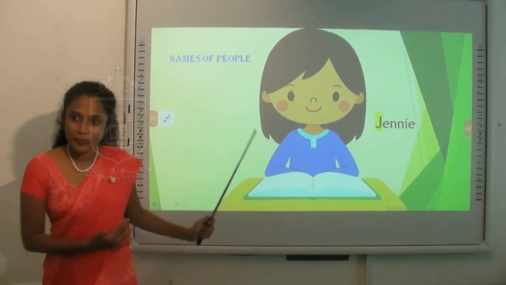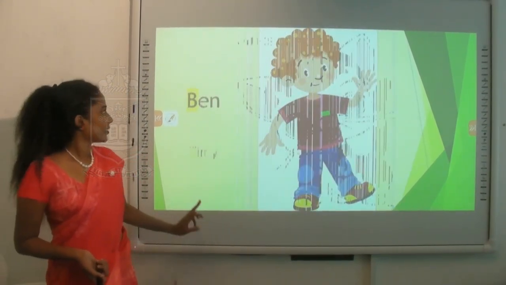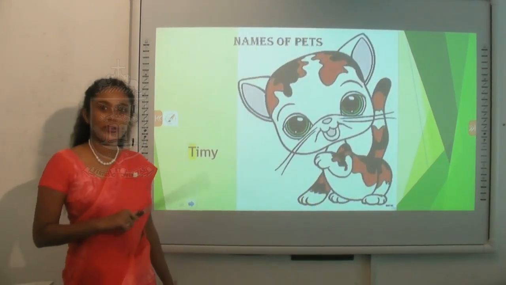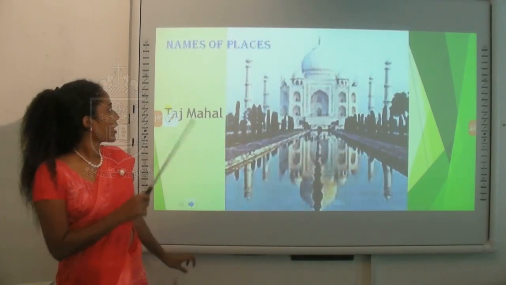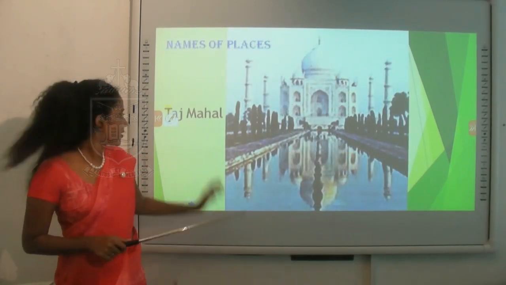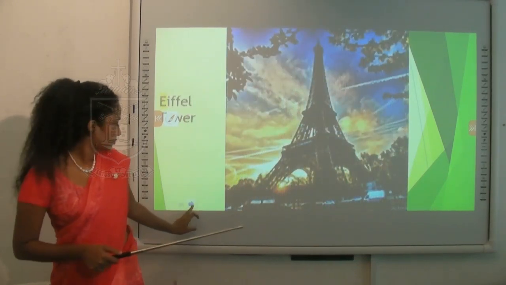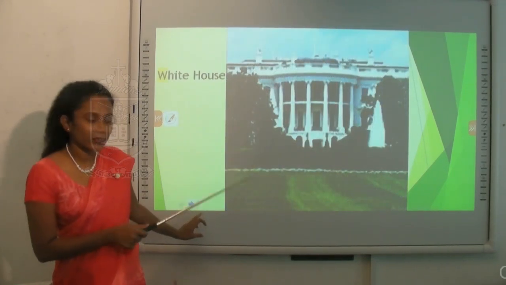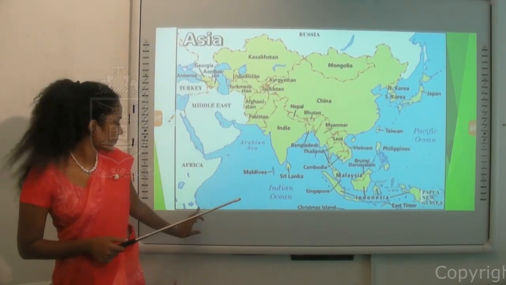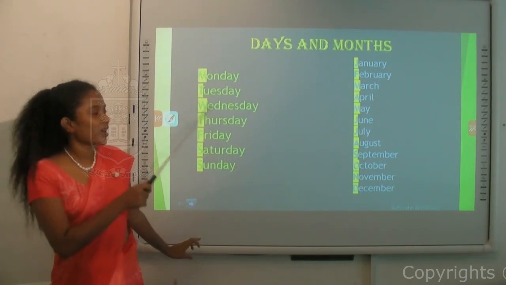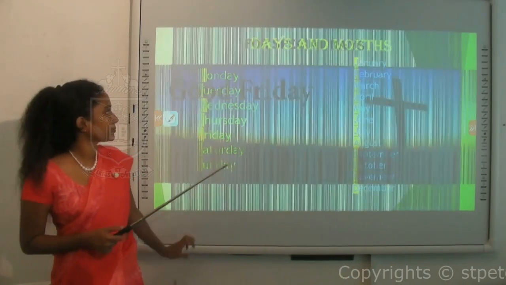For the names of people, we use capital letters. For the names of pets, we use capital letters. For the names of places, just like Taj Mahal, Eiffel Tower, White House. And for the names of countries, and for the days and months, the first letter is capital.